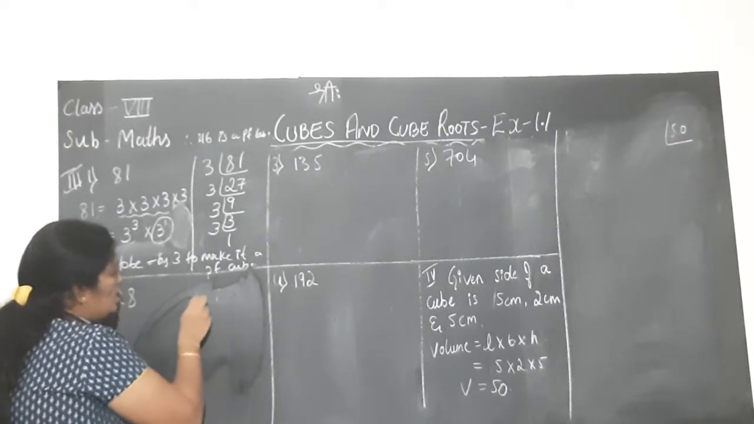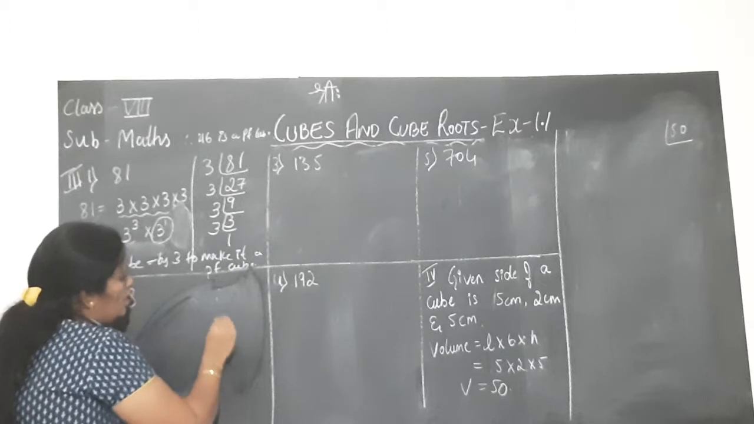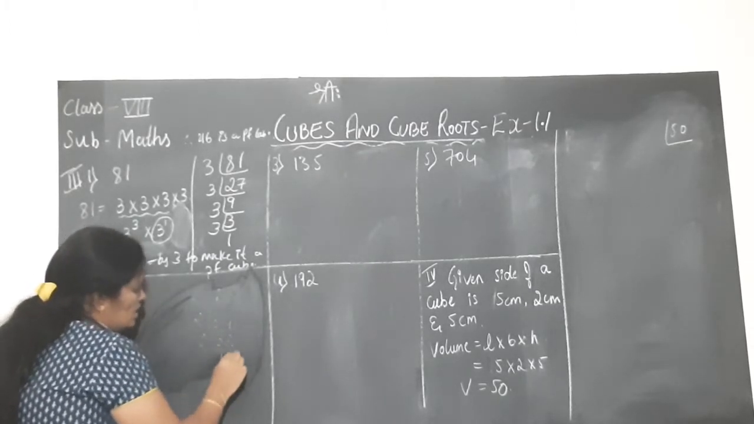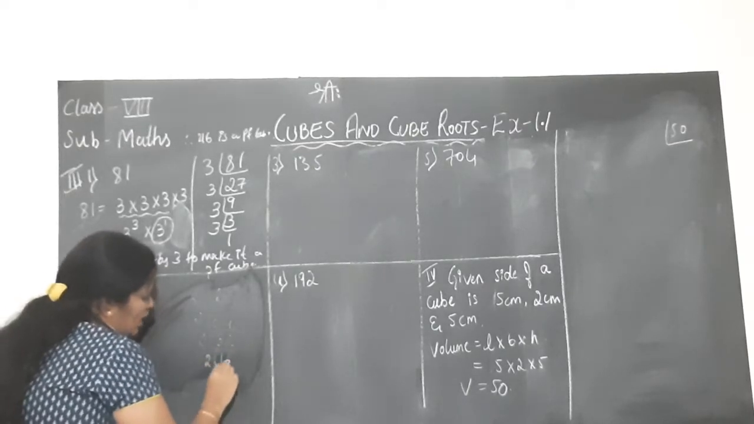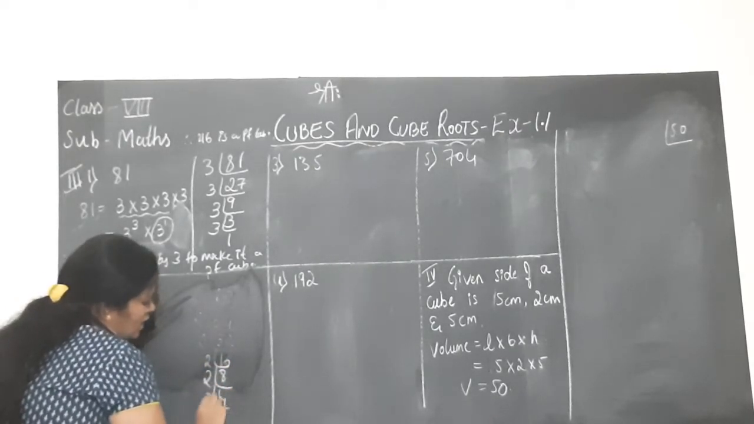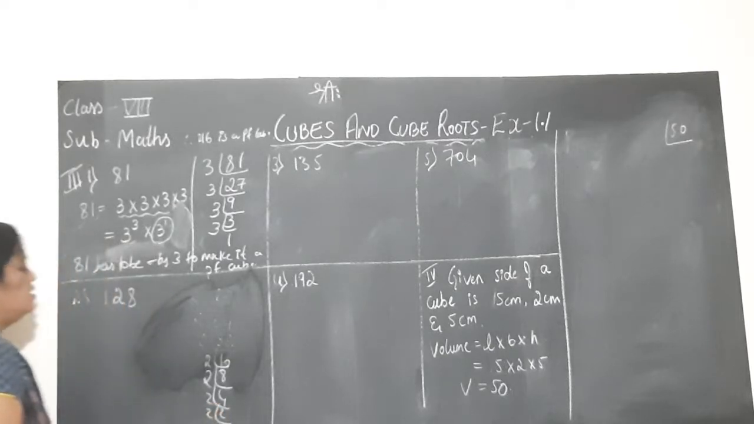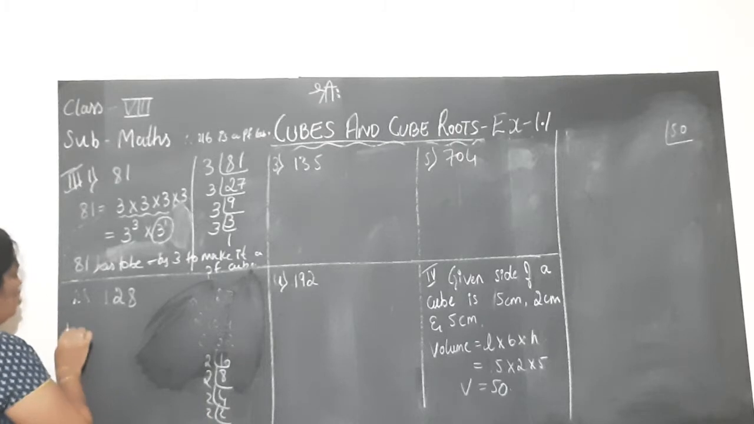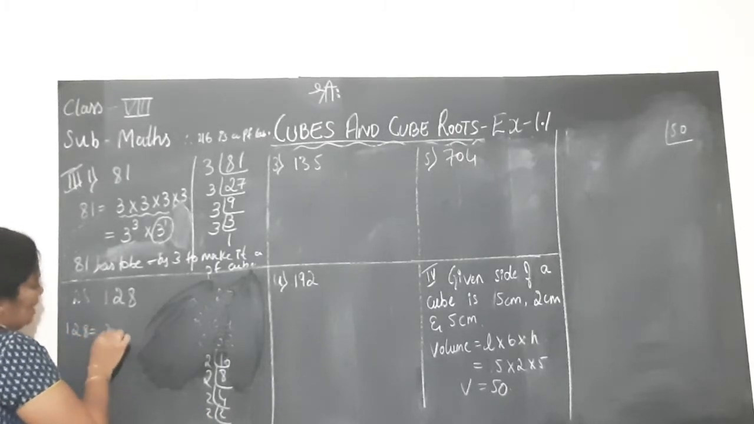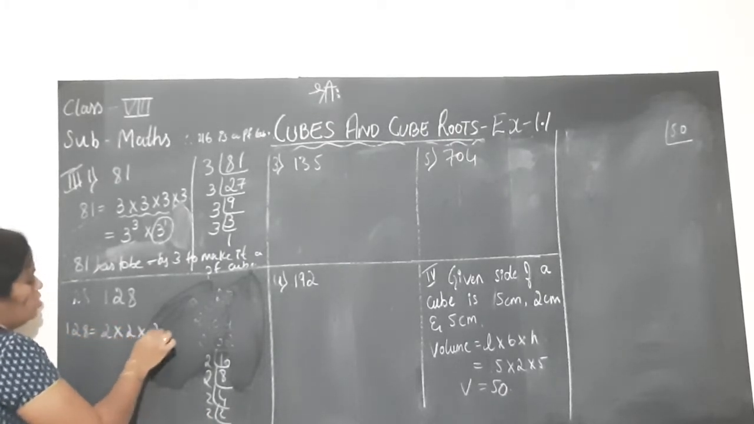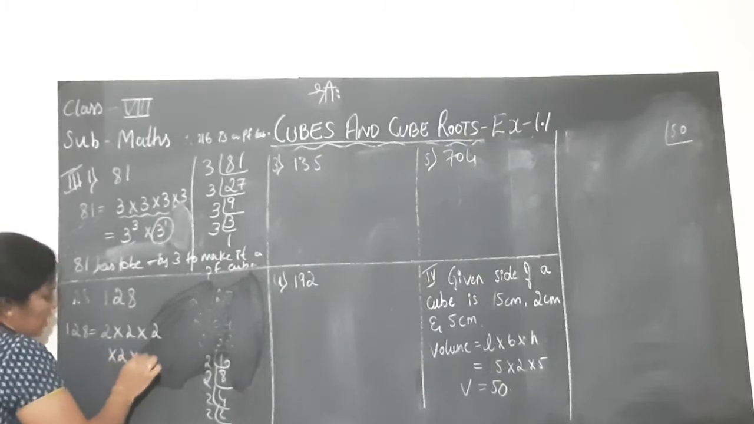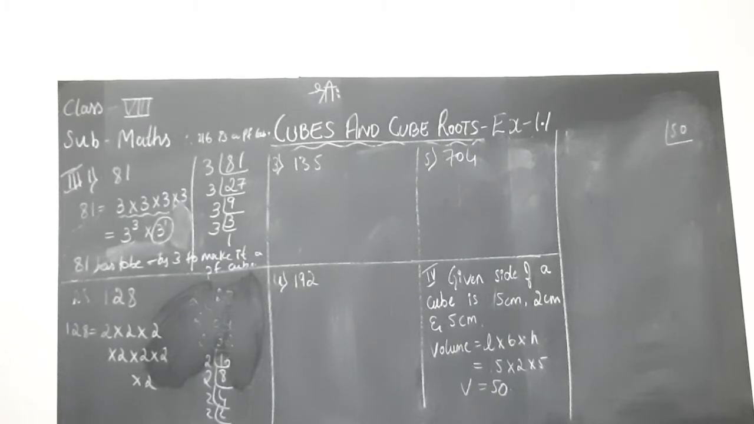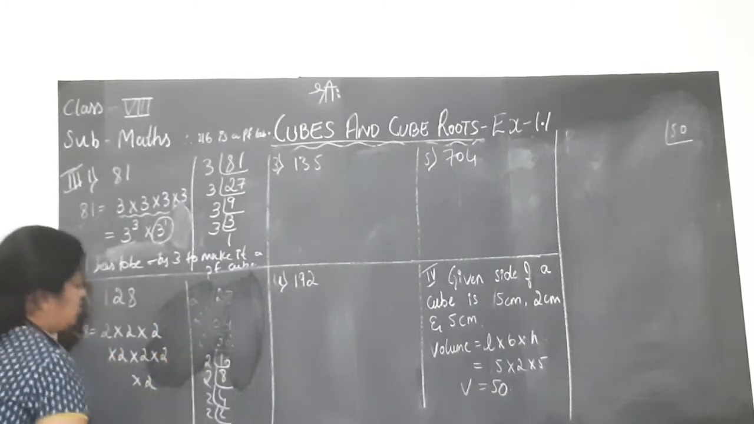Since it is an even number, I start with table 2. 2 6s are 12. 2 4s are 8. 2 3s are 6. 2 2s are 4. 2 1s are 2. 2 8s are 16, 2 4s are 8, 2 2s are 4, 2 1s are 2. So 1, 2, 3, 4, 5, 6, 7 times 2 I got. 128 is 2 into 2 into 2 into 2 into 2 into 2 into 2. Correct? 7 times I have written 2, children. I will draw a line for you.